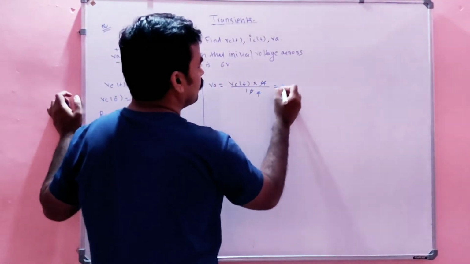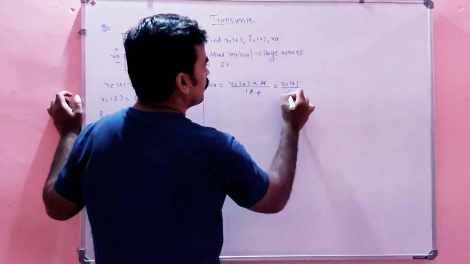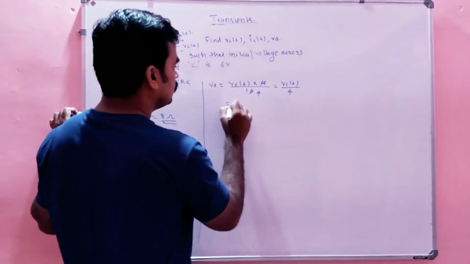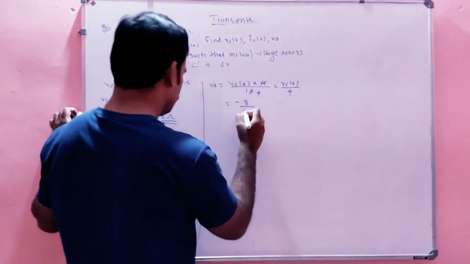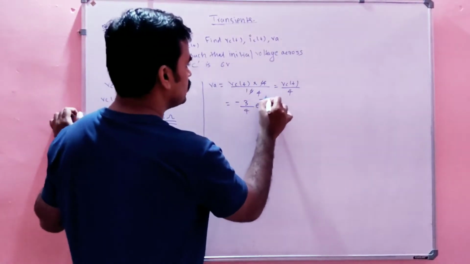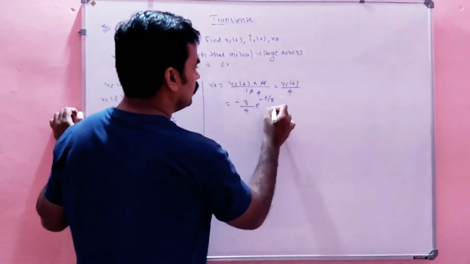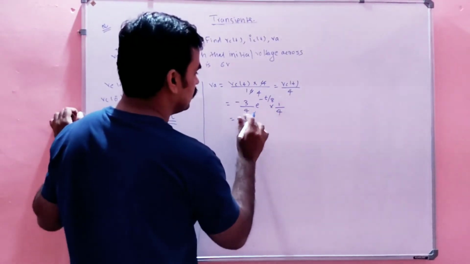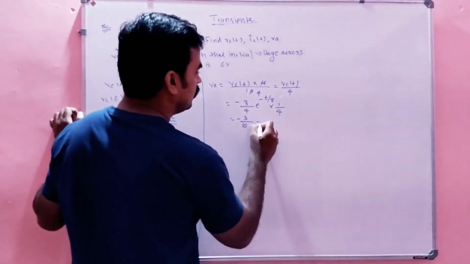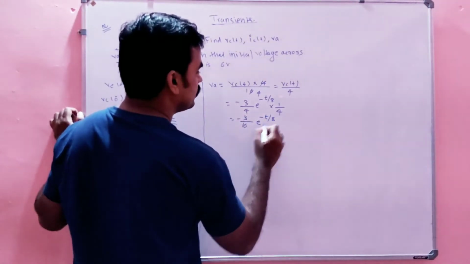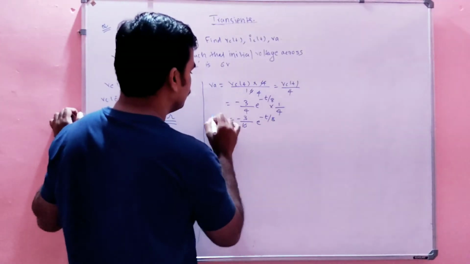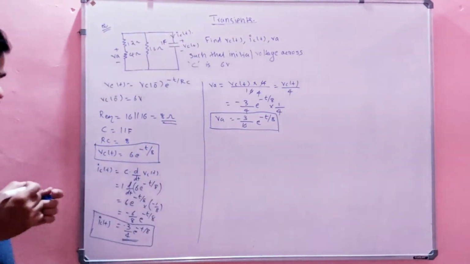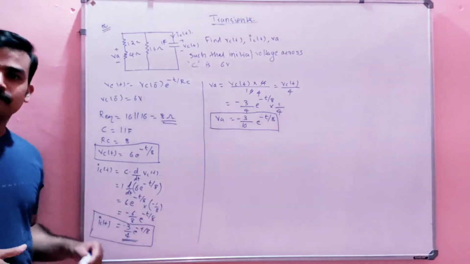So it is VC of t divided by 4. VC of t is minus 3 by 4 e raised to minus t by 8 into 1 by 4, which is minus 3 by 16 e raised to minus t by 8. So you got your complete answer here.